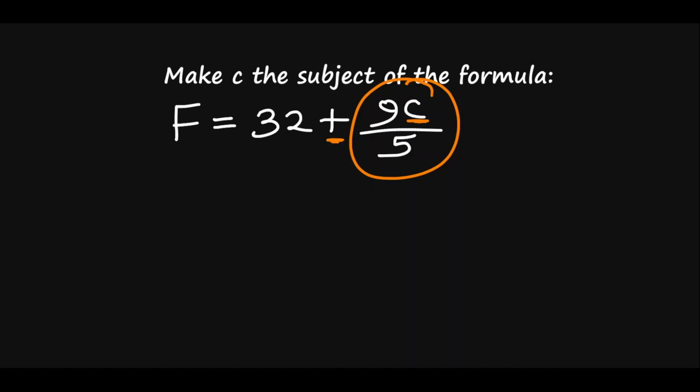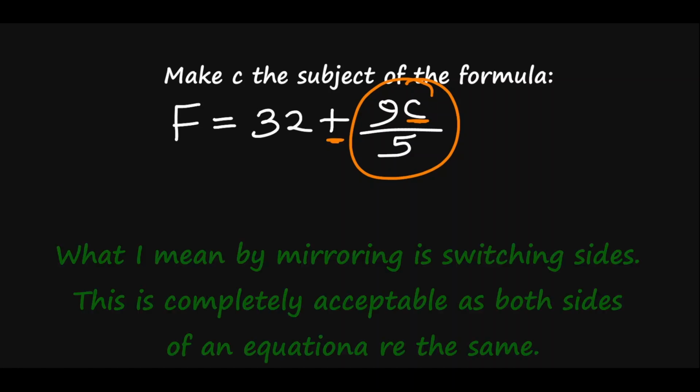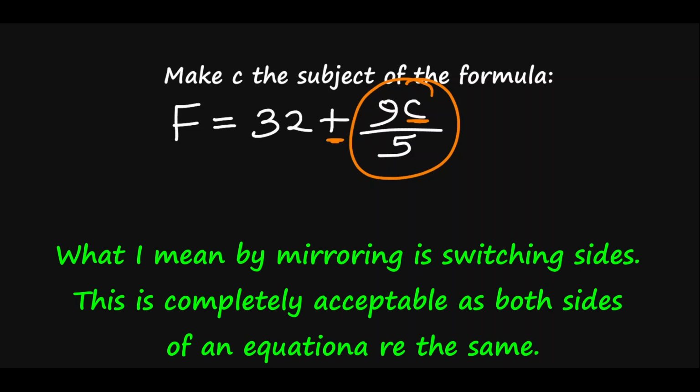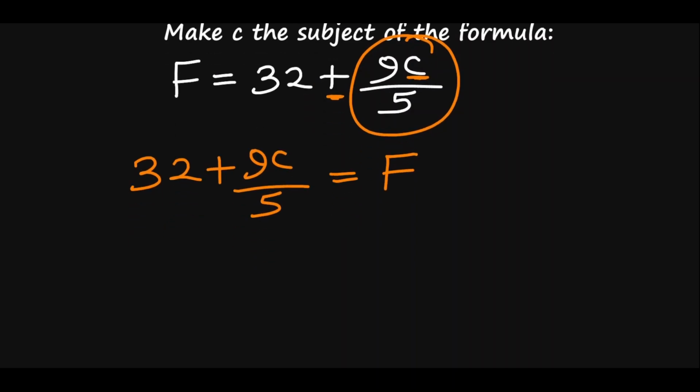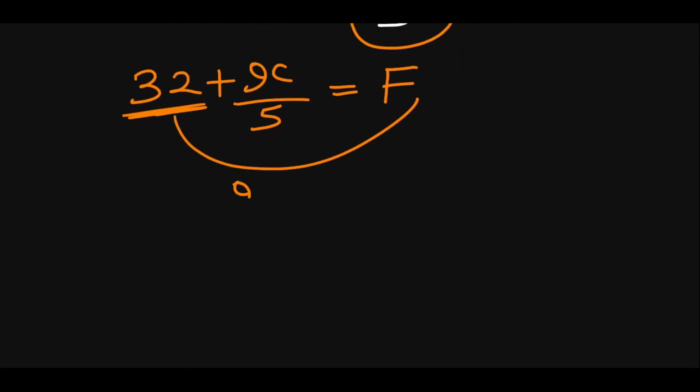So what I will do is mirror this equation first, rewrite it so that I make sure the term that has the C is on the left first. So we have 32 plus 9C over 5 is equal to F. If we start taking off all the things that are attached to C, we have to move this 32 first because it's the easiest to move. We move 32 to this side. That now gives us 9C over 5 is equal to F minus 32.